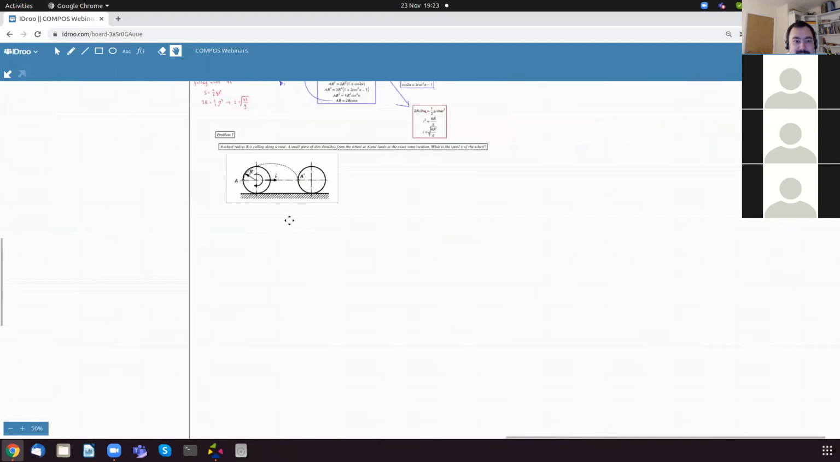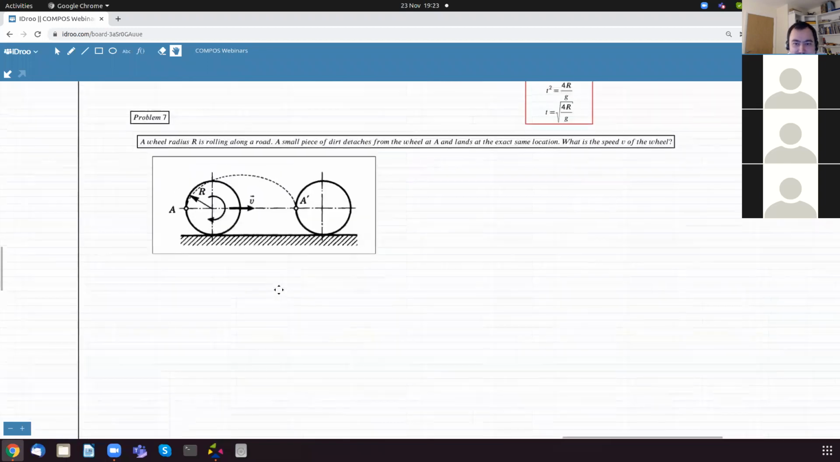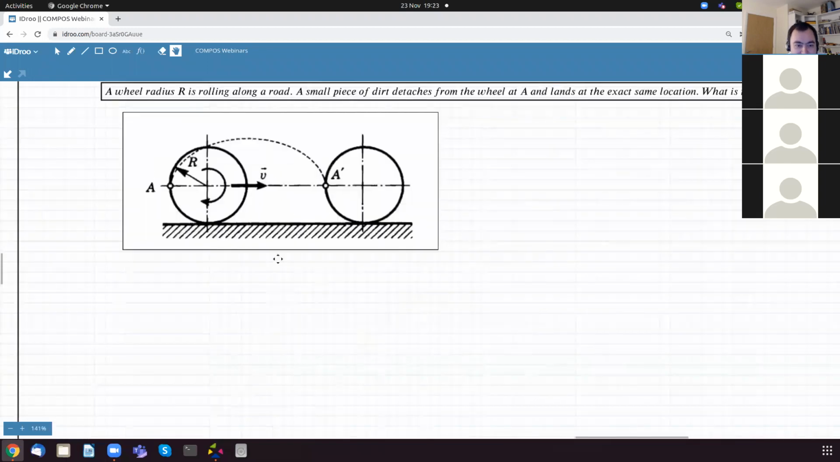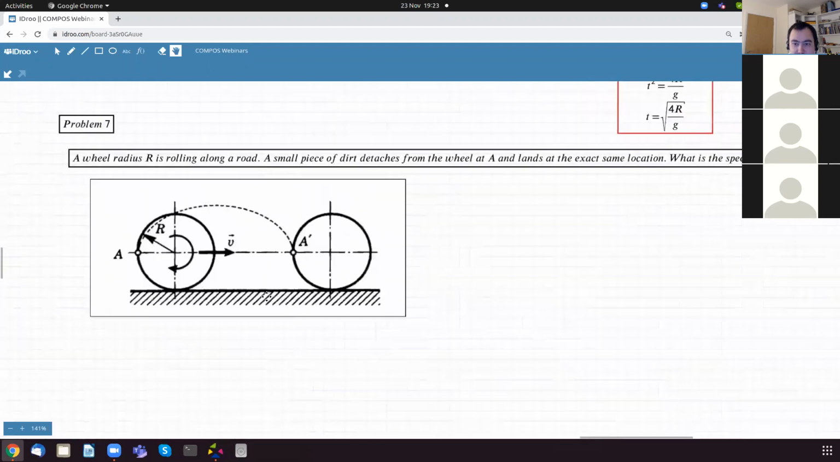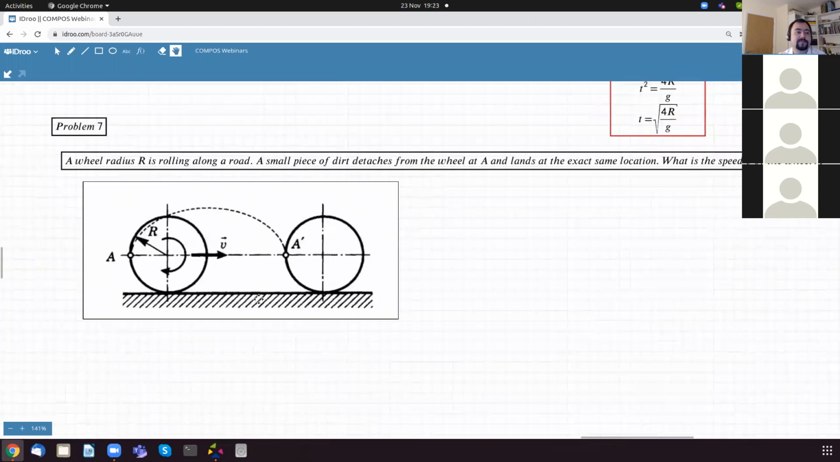Finally, question 7. This looks horrible. A wheel of radius r is rolling along a road. A small piece of dirt detaches from the wheel at A and lands at the exact same location on the wheel, of course. What is the speed v of the wheel?